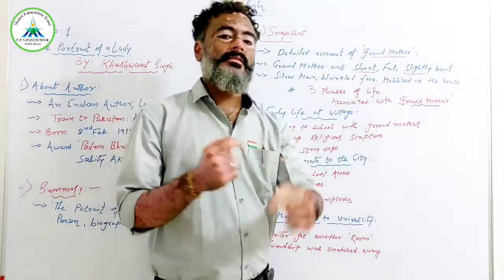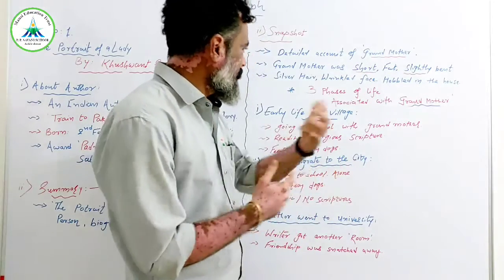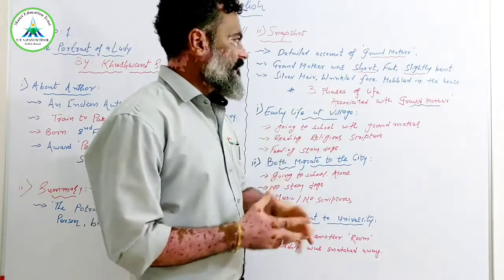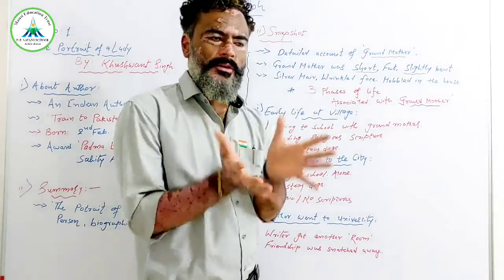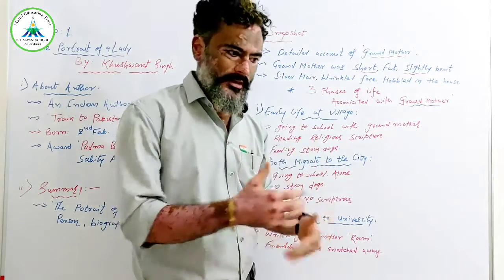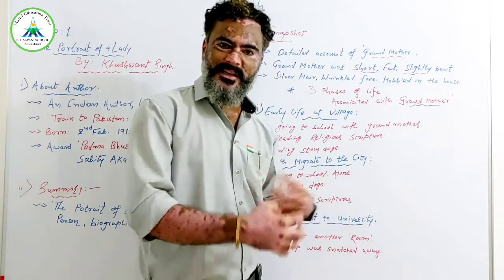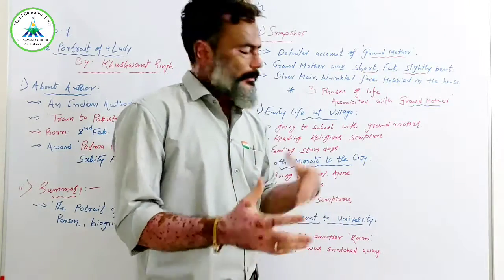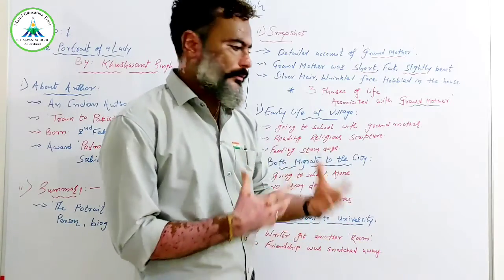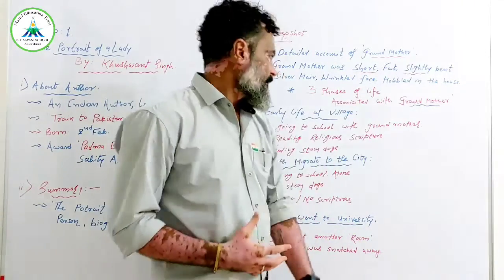Silver hair suggests that the grandmother is old. Wrinkled face and hobble in the house. What is hobble? Hobble is the way old people walk in the house. We young people run or jump all around, but old people may not be able to do so. That is why he has written the word hobble in the house.